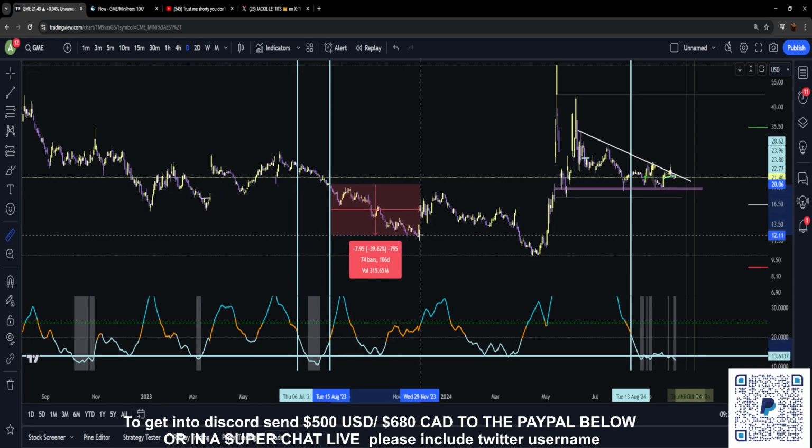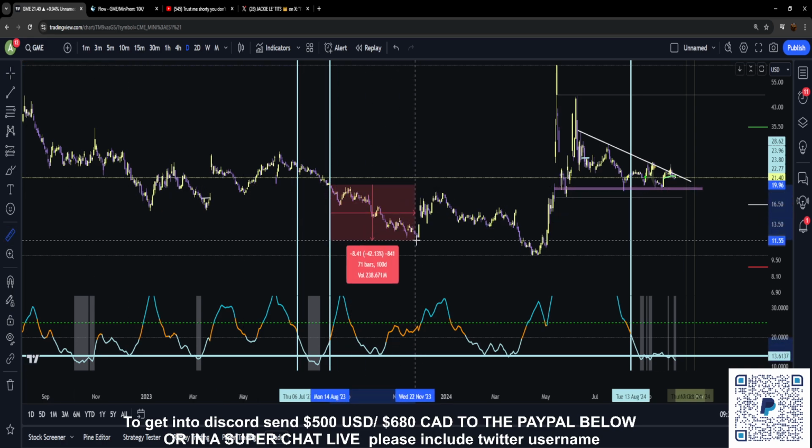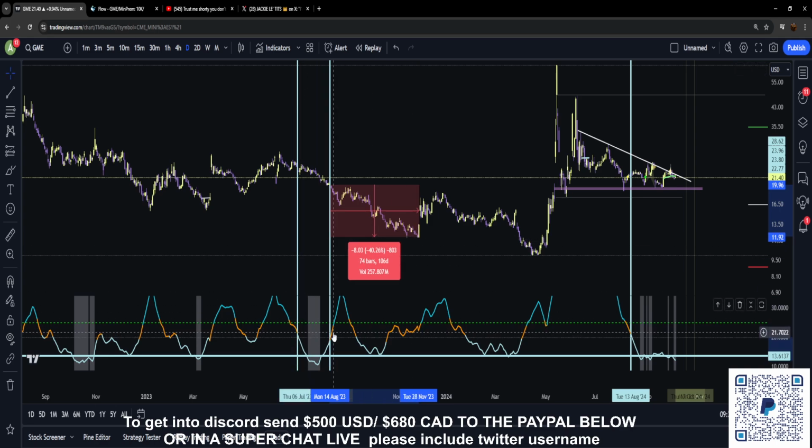Now, they don't look like much, but if you pay attention, the significance of the move to the downside, 40% down. That was 40% down from when that ADX finally broke out, showing strength of trend. So once again, another significant explosion on GameStop.